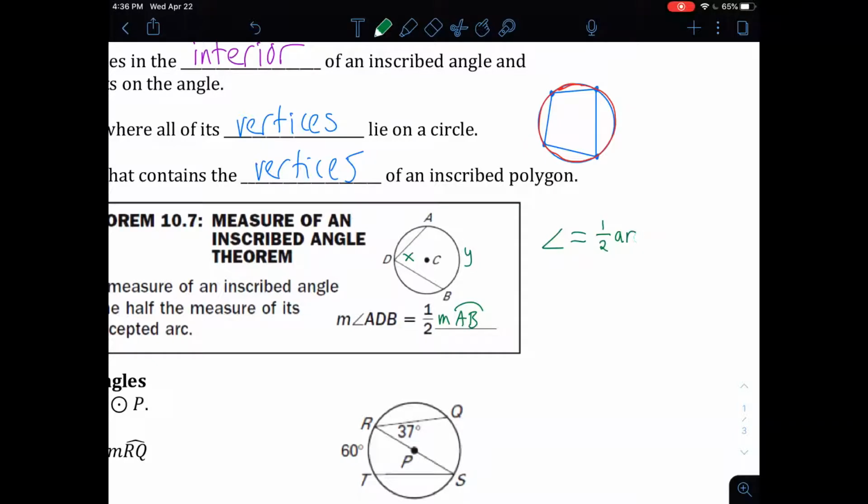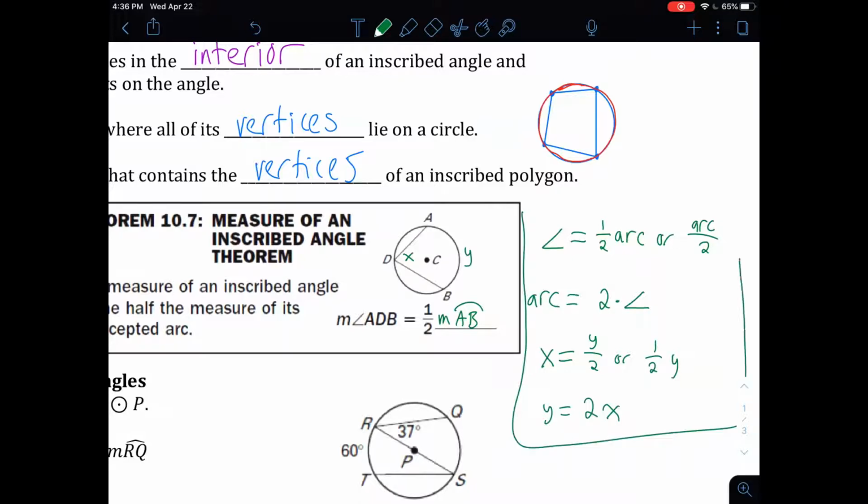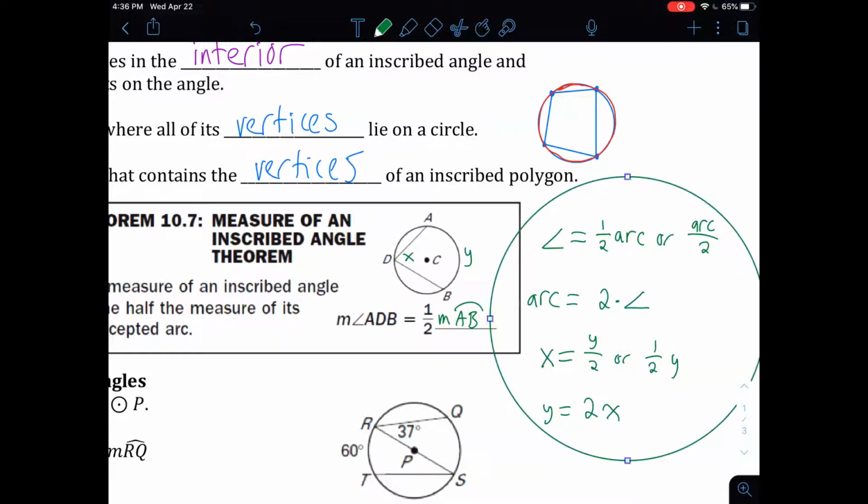But an easier way to think about this is that the angle equals half the arc, or the arc over 2. And the arc equals 2 times the angle, double the angle. Or what you can say with this drawing is that x equals y over 2, or 1/2 y. And y is going to equal 2 times x. So I would probably box this over here, make it nice.